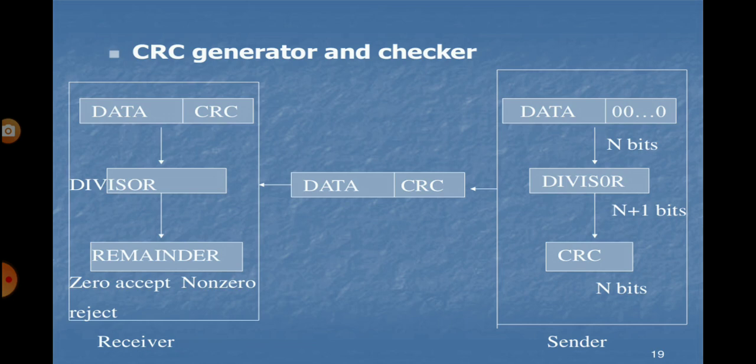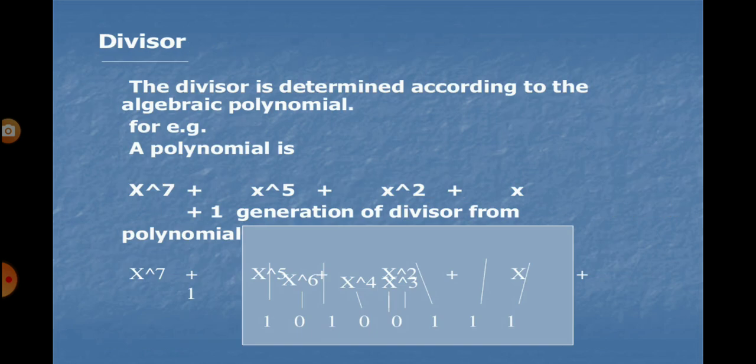CRC generator and checker. Figure shows sender and receiver. Data with n zeros appended, n bits, divisor n plus 1 bits. CRC data, receiver data, CRC, divisor, remainder: zero accept, non-zero reject. Divisor: the divisor is predetermined according to the algebraic polynomial. For example, a polynomial is x raised to 7 plus x raised to 5 plus x raised to 2 plus x plus 1, generating the divisor form.